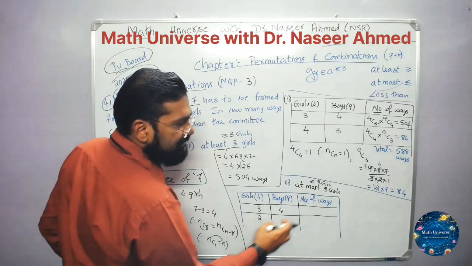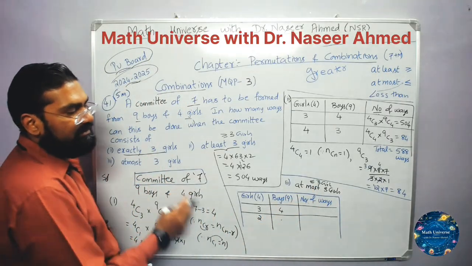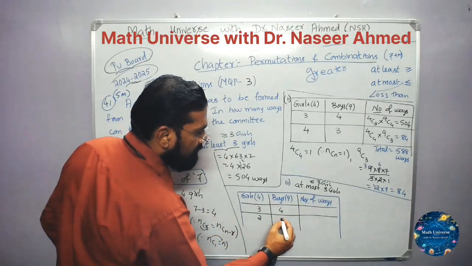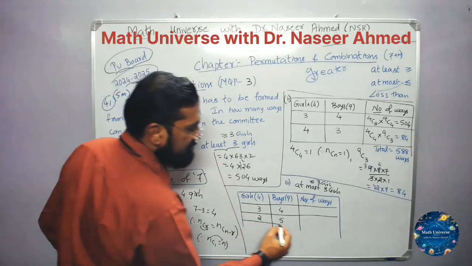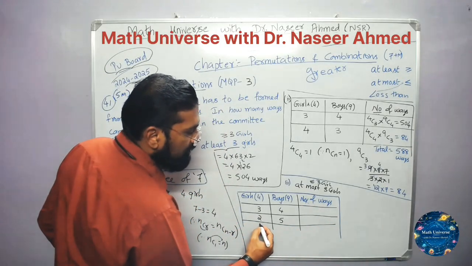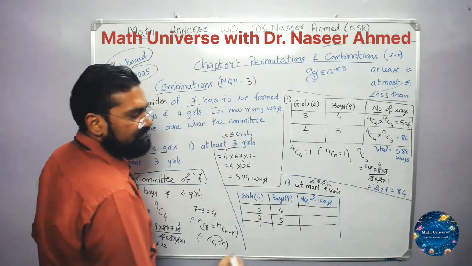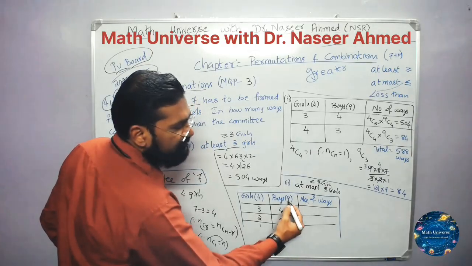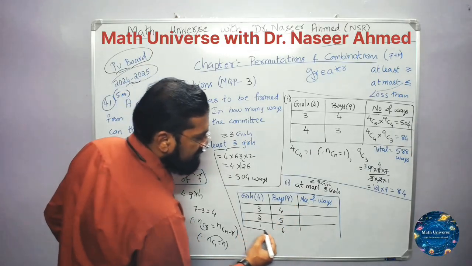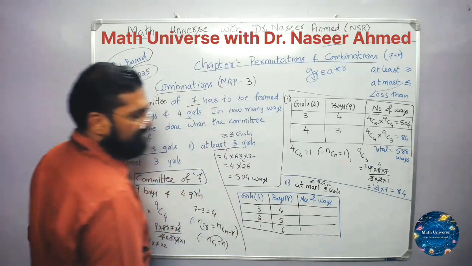So that if I add this, I should get how many? 7. So it should be how many? 5. 5 plus 2, 7. Next, if we have now 1 girl selected, then we should have 6 boys. Yeah, we have 9 boys. No problem. 1 plus 6 is 7.